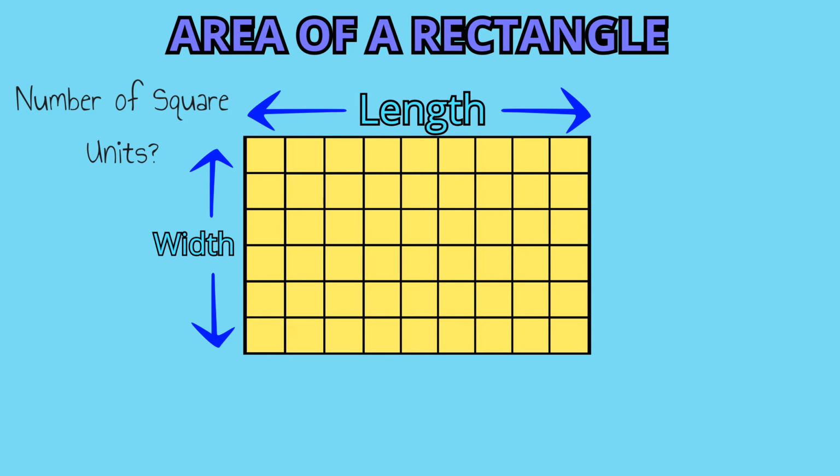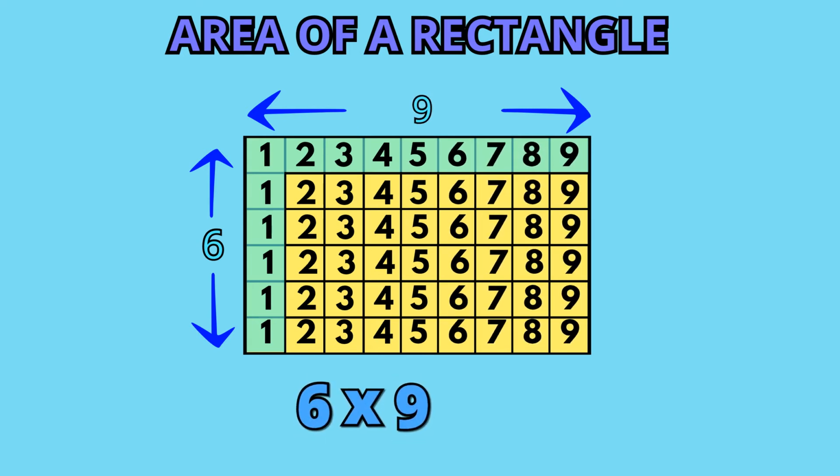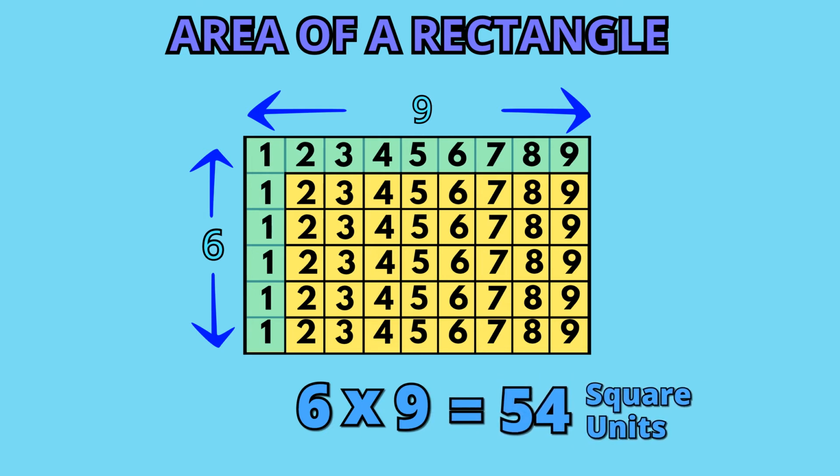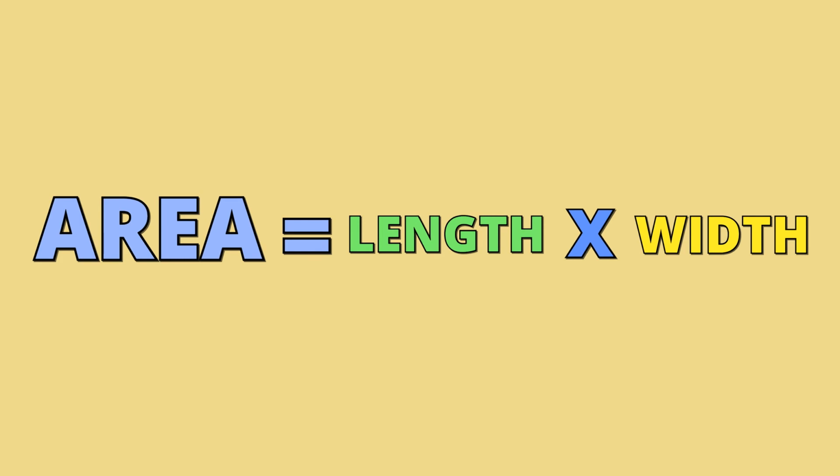Here we have a rectangle that has a length of 9 units. Its width measures 6 units. This means I have 6 rows with 9 in each row, so I can multiply the width times the length to find my answer. This means that there are a total of 54 squared units inside the rectangle. We can use the formula length times width to find the total area of any rectangle.